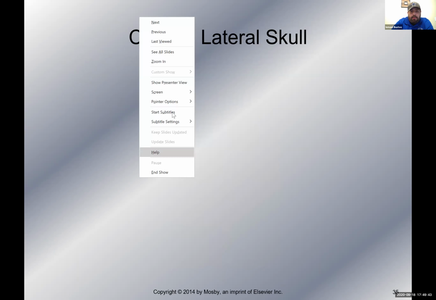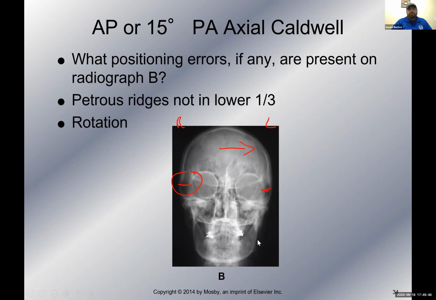Let's go back real quick. So again, Petrous ridge is not in the lower 1/3, and that is caused by either excessive extension or excessive angle. Now this could also be, just remember, insufficient flexion. Okay, so they didn't flex enough. They had too much extension.